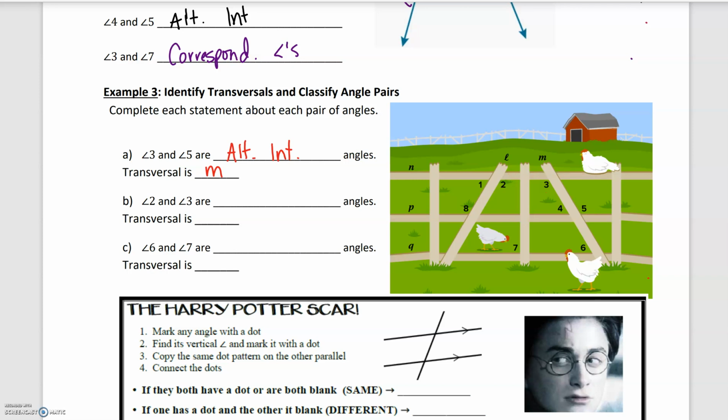Next we have 2 and 3. And so the line that they both touch or follow along would be this line N. That's the transversal line. And they are on the same side, and they are between these two lines. So same side interior or consecutive interior.